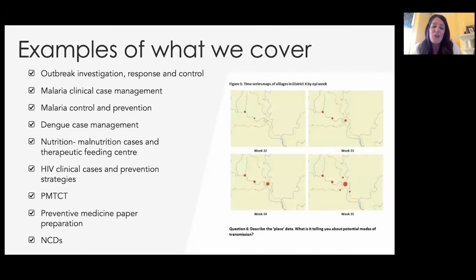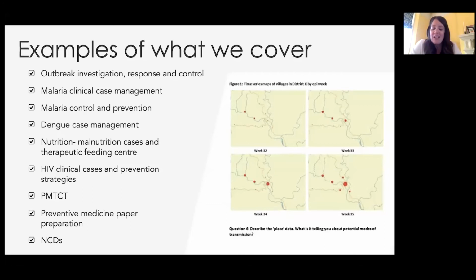So a few examples of what we cover. We cover outbreak investigation, response and control. We do some malaria clinical case management and some control and prevention. We look at some dengue cases. We look at malnutrition and an approach to a therapeutic feeding center. We look at HIV clinical cases and HIV prevention. We look at prevention of mother-to-child transmission of HIV. And we look at non-communicable diseases, as well as the course goes on, we try and focus on preparing you for the preventive medicine paper, which is the public health paper of the DTM&H exam.